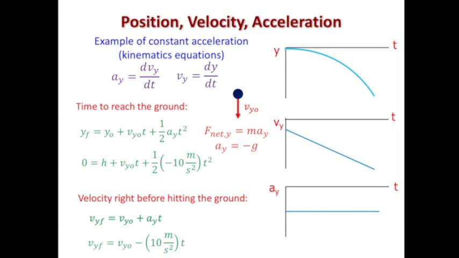So if my acceleration is negative 10 meters per second squared due to gravity, after 1 second, my velocity will have changed 10 meters per second. After 2, it'll have changed 20 meters per second. And so my final velocity is just going to be whatever my initial was, minus either 10 after 1 second or minus 20 after 2, so on and so forth.